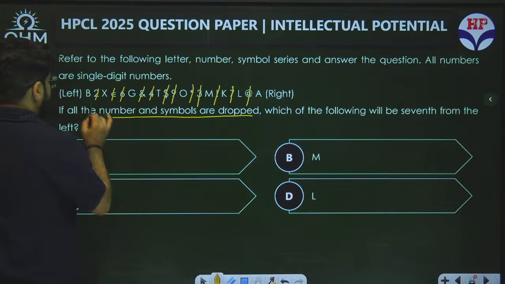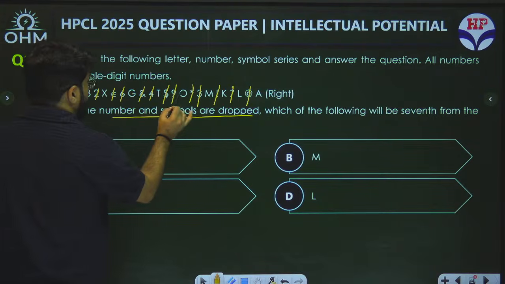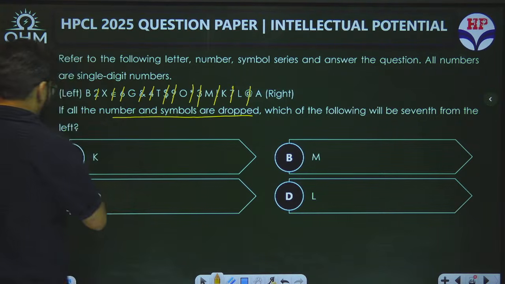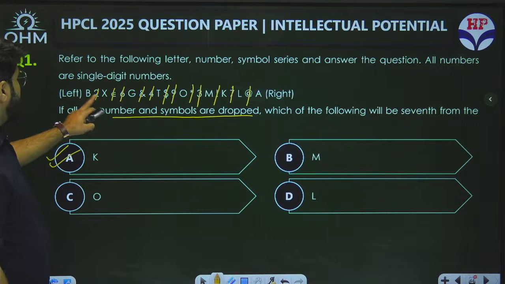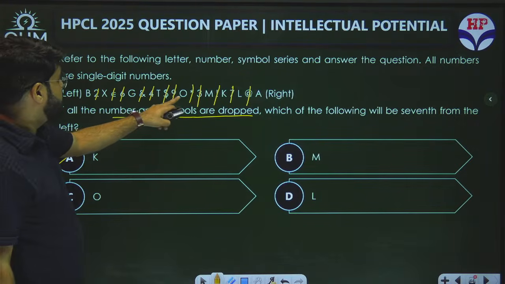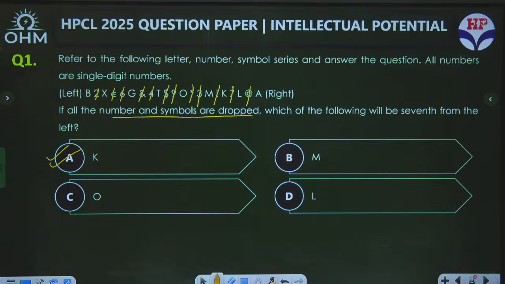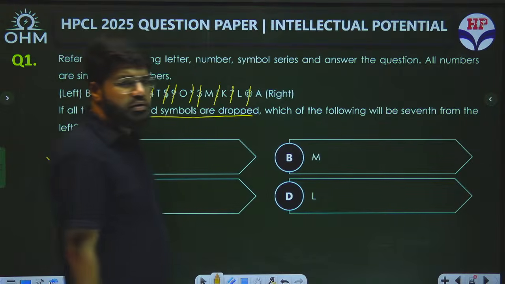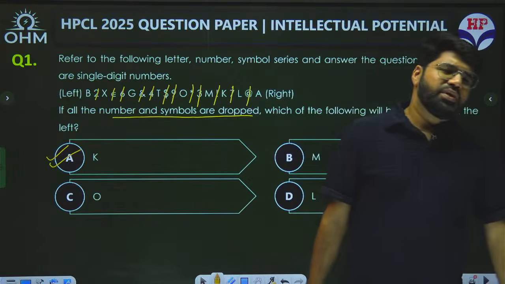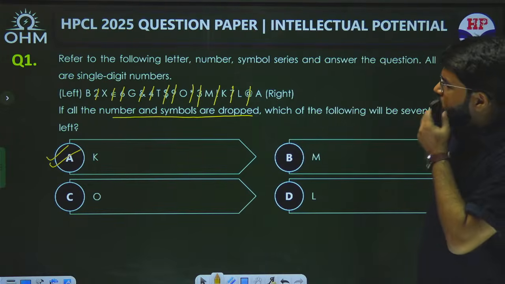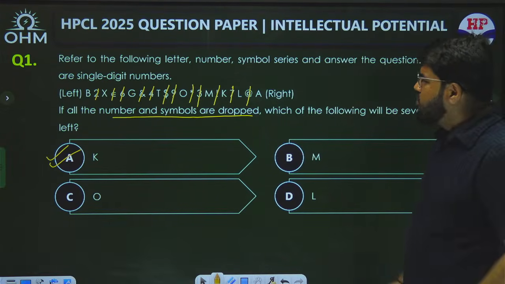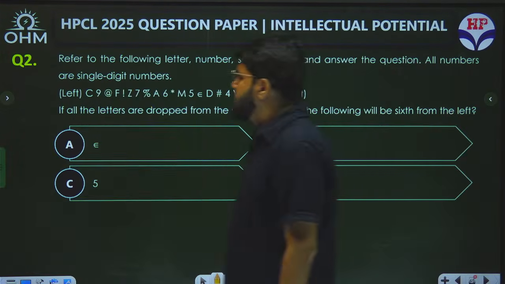Which of the following will be 7th from the left? 1, 2, 3, 4, 5, 6, 7. K. Right, 7th from left. Left and right also they have clearly written. So few questions of intellectual potential are very similar to this. Just a simple brain reading exercise.